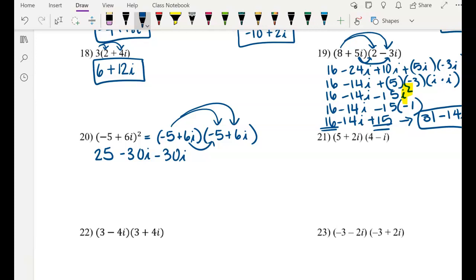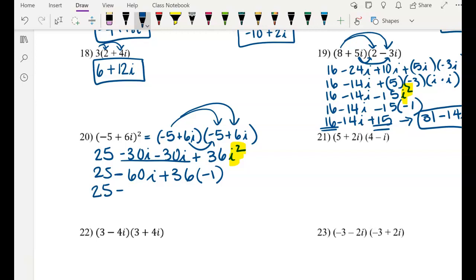6i times 6i, students. 6 times 6 is 36. i times i is i squared, okay? So 25, two negatives here will make it a larger negative of 60i plus 36. And students, you may not leave i squared. We have to convert that to negative 1. And negative 1 times 36 is going to give us negative 36, okay? So negative 36.